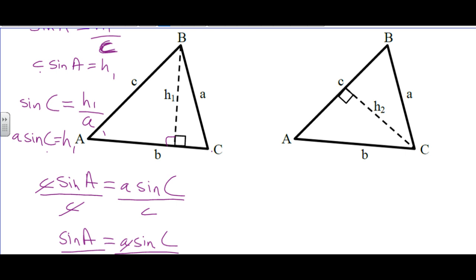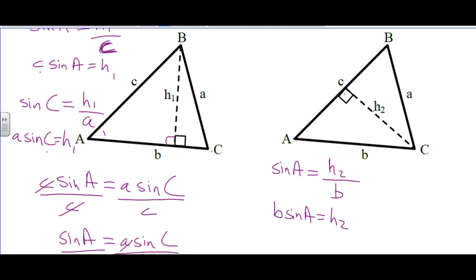Now we can do kind of the same thing here. Again, we have the same right triangle ABC. This time we've drawn an altitude from this base to the opposite angle, C, splitting this into two right triangles, allowing me to say that the sine of angle A is opposite, which is H2, over hypotenuse, and the hypotenuse of this one is B. So that means that B sine A is equal to H2.